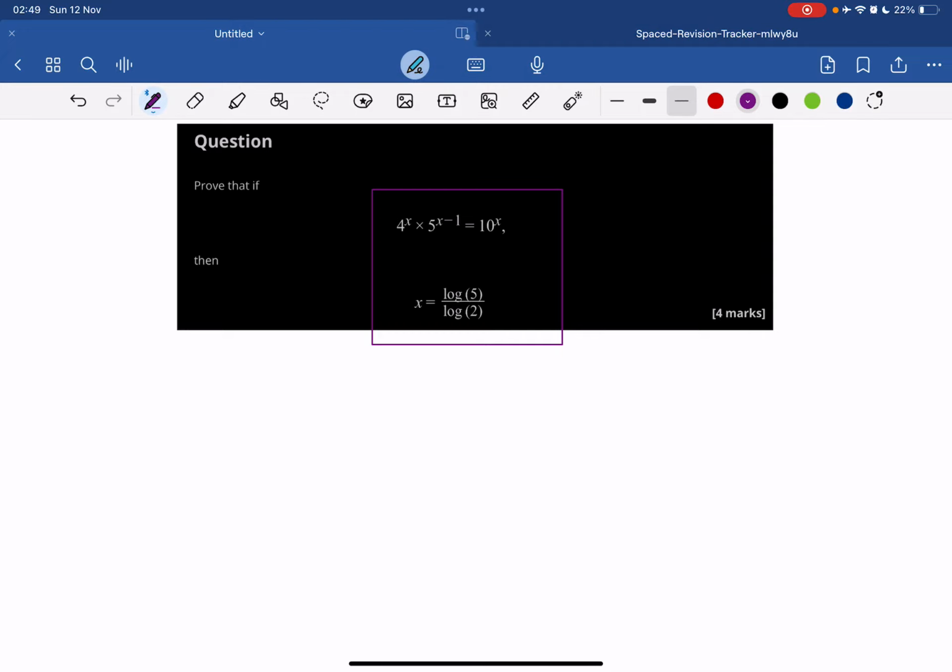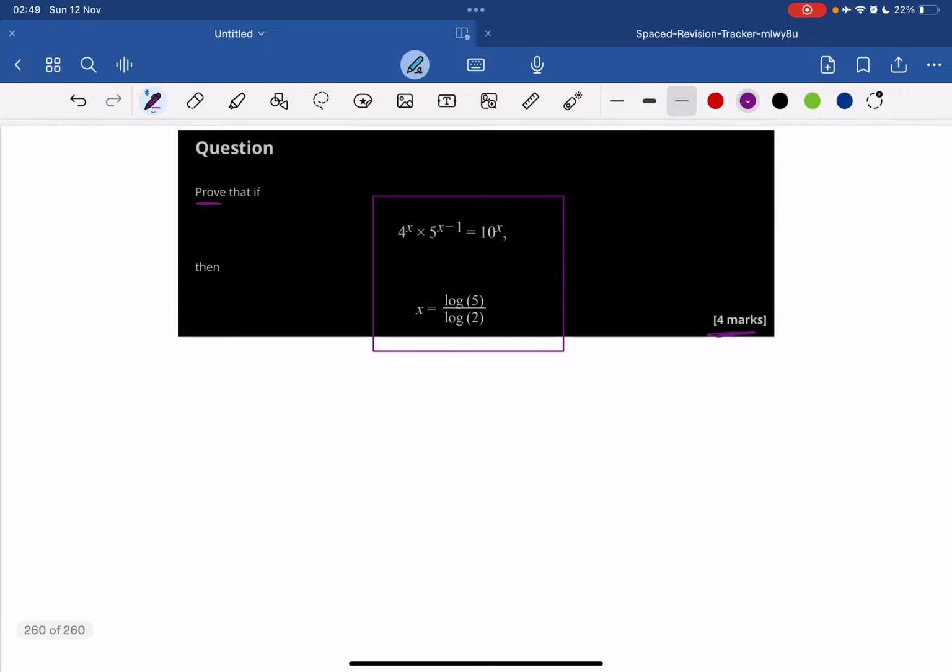So today I'm going to be going through a year 12 AS exponential and logarithms question. This question is 4 marks. It's a proof type question. And I'm going to be showing you 2 ways of going through it. Now, if you would like to have a go at the question yourself, please pause the video and have a go. So let's get right into it.